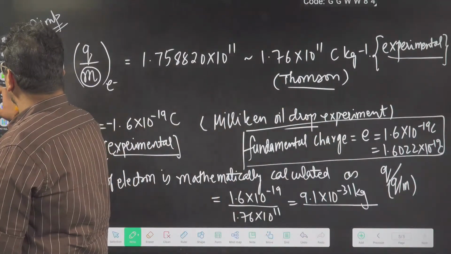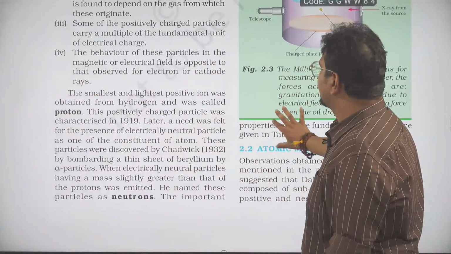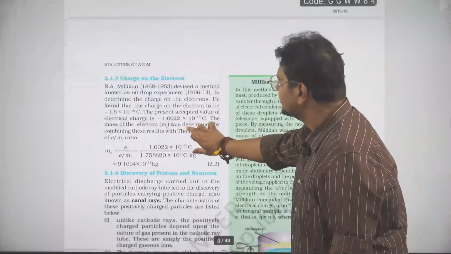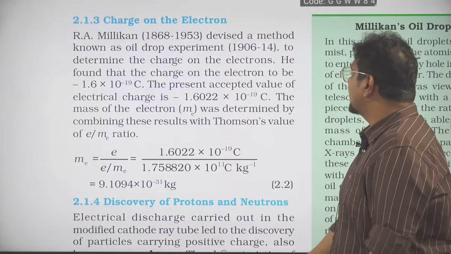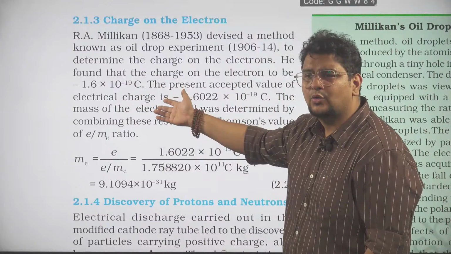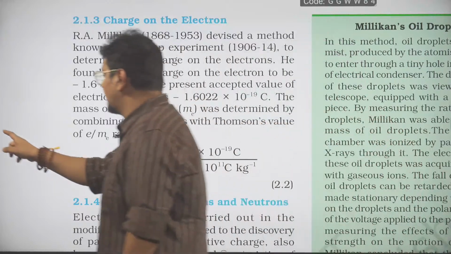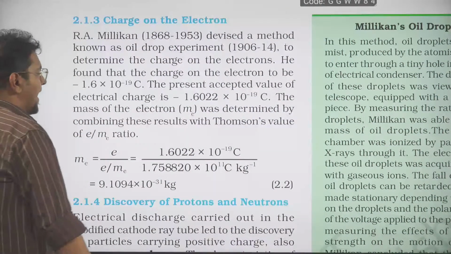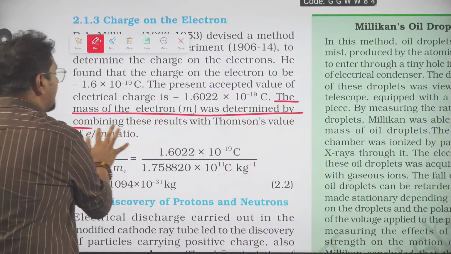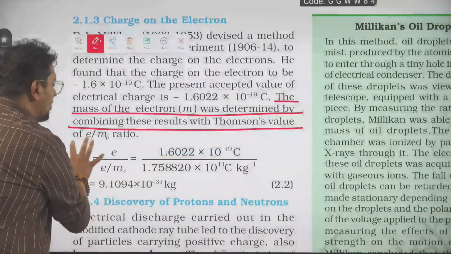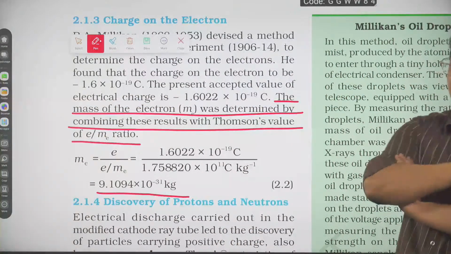So this is what the NCERT is also saying. And with this, we will wind up today's lecture. Next class I'll give you numericals on this, but see what the NCERT is saying. R.A. Millikan devised a method known as oil drop experiment to determine the charge on the electrons. He found the charge on the electron to be minus 1.6 into 10 to the power minus 19 coulomb. Present accepted value is this much. The mass of electron, see this line I'm talking about. Everyone underline in your NCERT. The mass of electrons was determined by combining these results with Thomson's value of e by m. And that is how 9.1094 into 10 to the power minus 31 kg came mathematically.